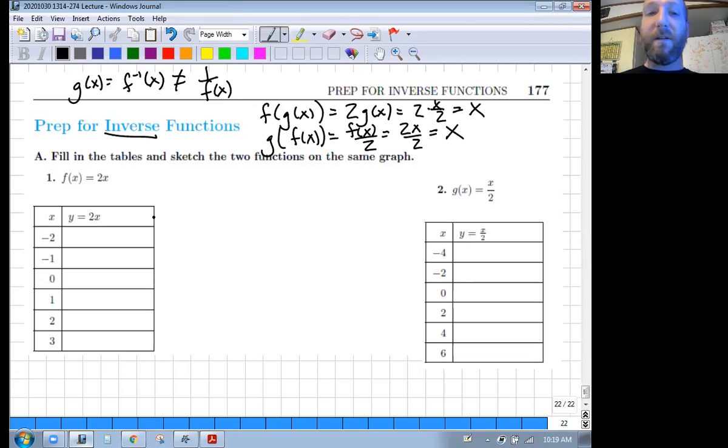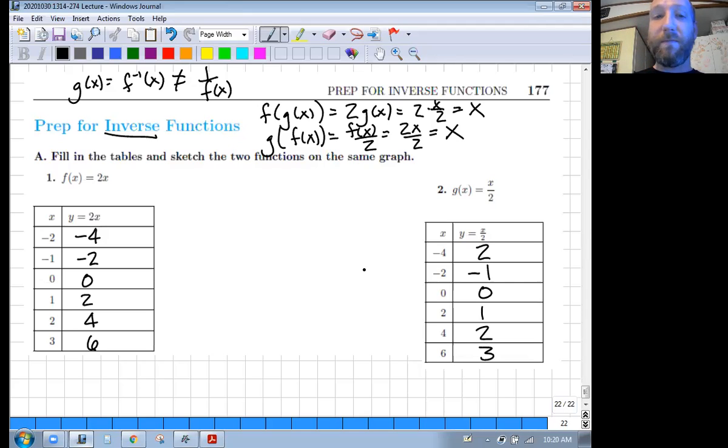So let's look at our charts here. If I plug in over here, 2 times negative 2 is a negative 4. 2 times negative 1 is a negative 2. 2 times 0 is 0. 2 times 1 is 2. 2 times 2 is 4. 2 times 3 is 6. Now over here, for g of x, if we plug a negative 4 in, negative 4 over 2 is negative 2. Negative 2 over 2 is a negative 1. 0 over 2 is 0. 2 over 2 is 1. 4 over 2 is 2. 6 over 2 is 3.